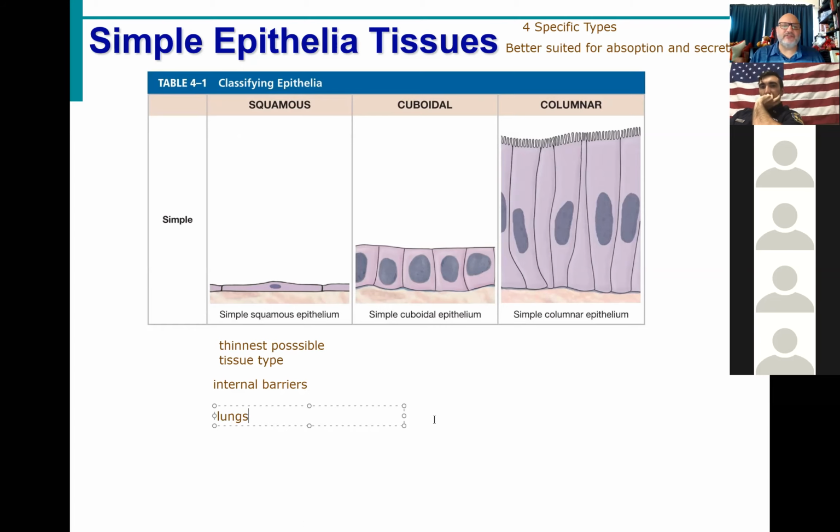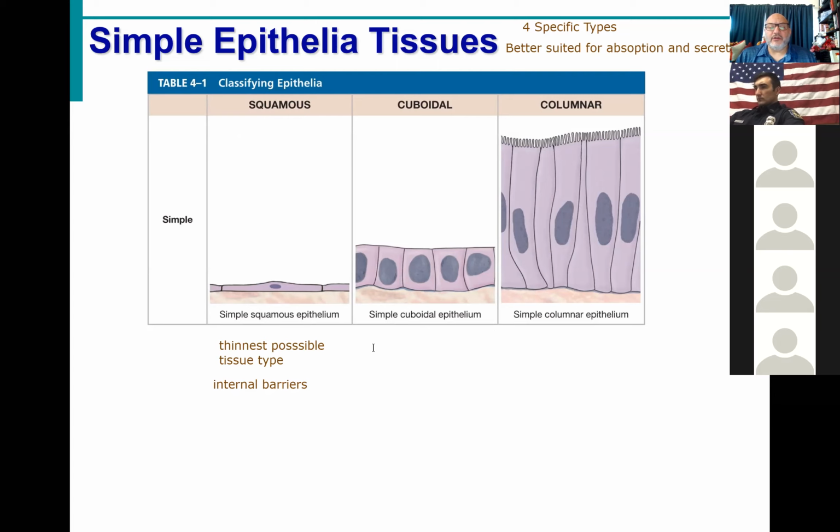And on top of that also, we have a simple squamous epithelial tissue as the membrane. So what we're able to do with that is have the shortest distance that the gases need to travel for us to get the oxygen in and the CO2 out. So gas exchange in the lungs is one of the places where we'll find the simple squamous, but because it is thin, it is also useful for forming internal barriers.